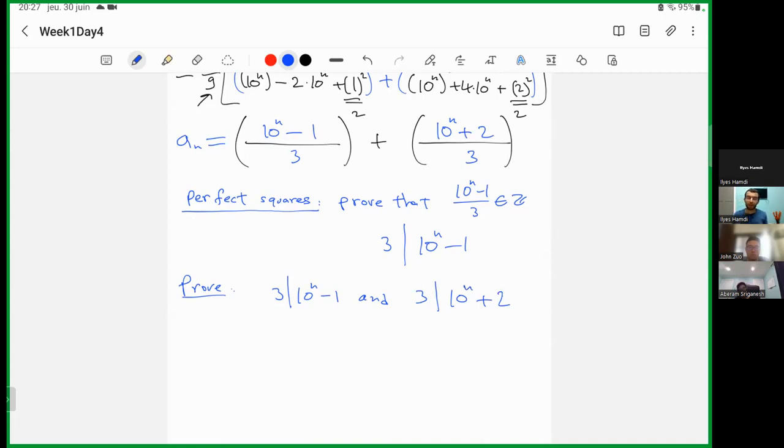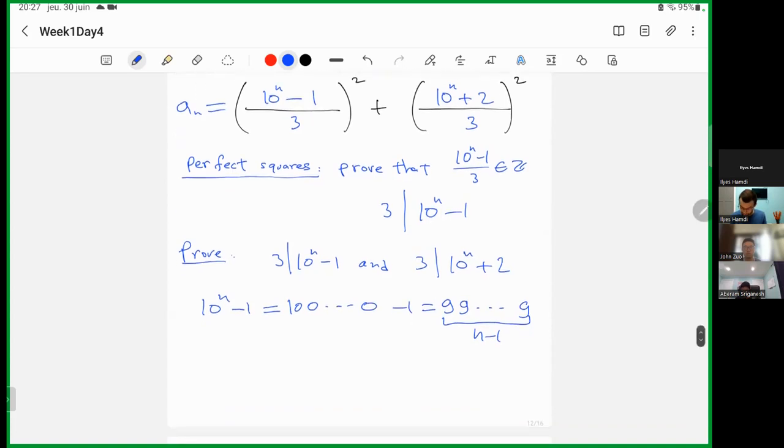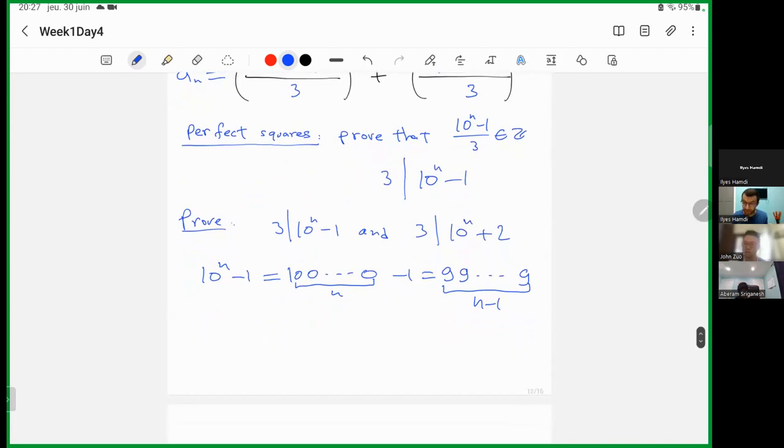Yep. So what's the sum of the digits of 10 to the n minus 1? So 10 to the n minus 1 is going to be a number which looks like this. It's only going to be 9s. How many 9s will I have? It's not important how many 9s I will have. I will have n minus 1 of them, but I just want to make sure you guys understand this. So this is clearly divisible by 3. Why? Because the sum of digits is a sum of 9s. So of course, divisible by 3. So this one is okay.